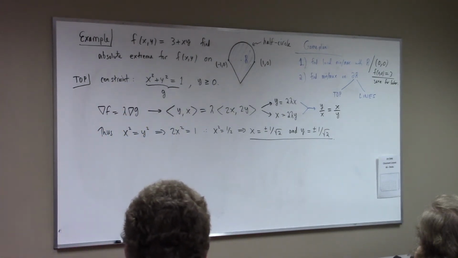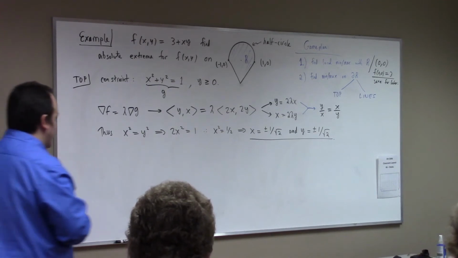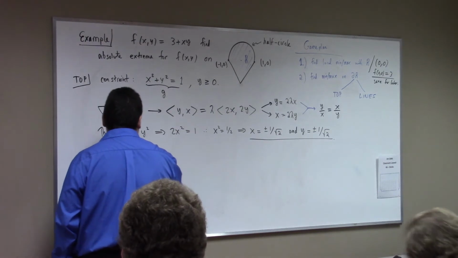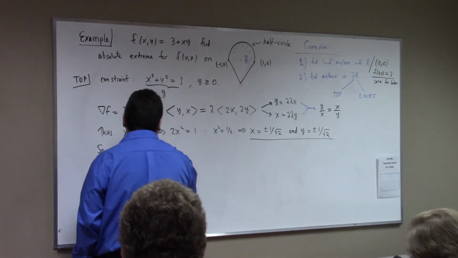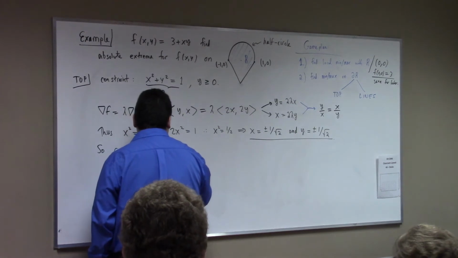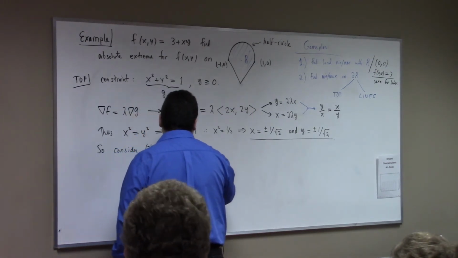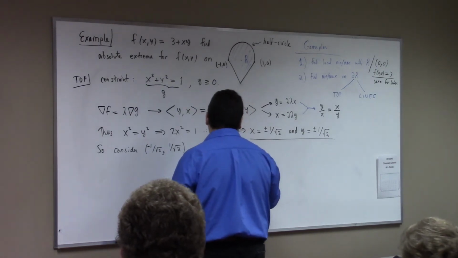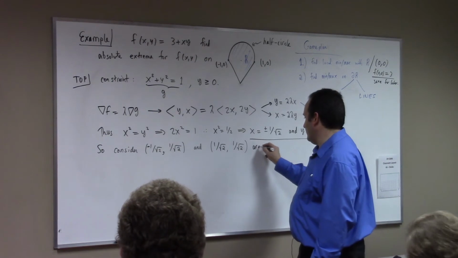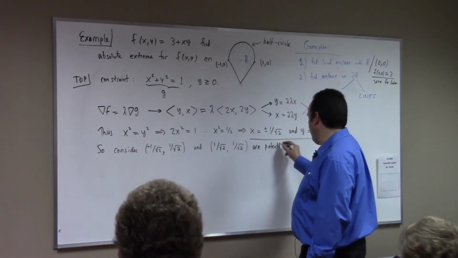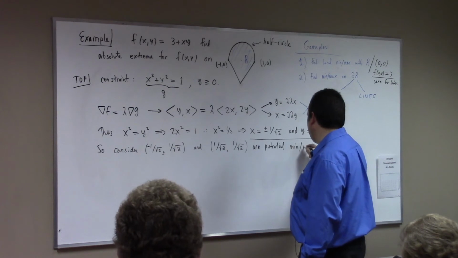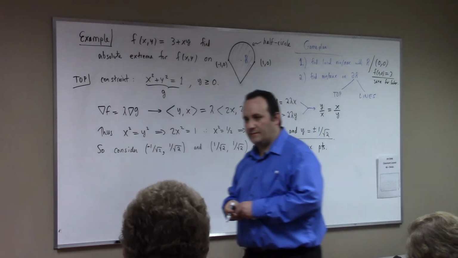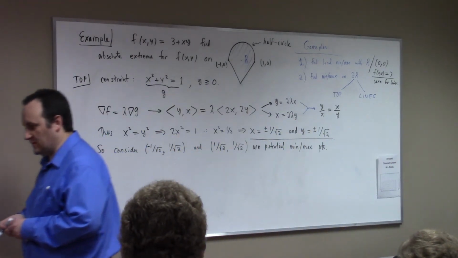Well, which of those points is on the top curve? Let's be specific. 2 of them, right? So consider minus 1 over root 2, comma, 1 over root 2. That's on the unit circle, right? And 1 over root 2, 1 over root 2 are potential min-max points, right? Those are points where we might potentially reach an extremal value for the function.